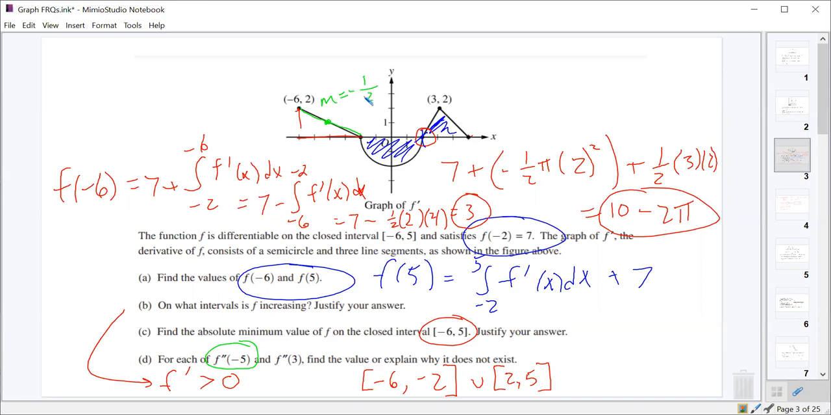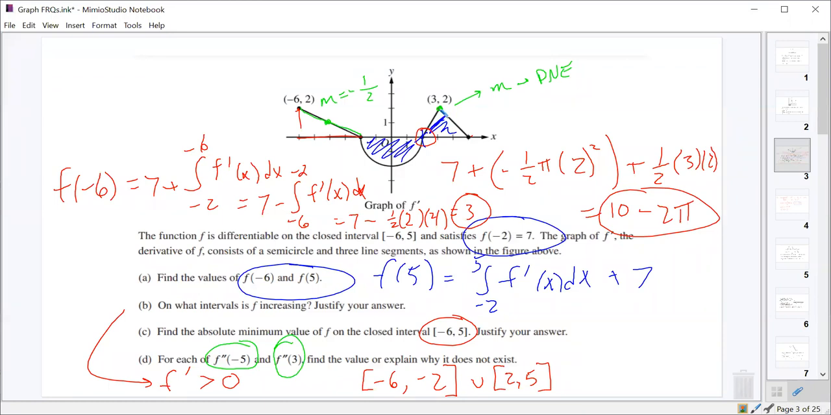Yep. And then what about F double prime of 3? The slope here at this point. Well, at that point, F prime has a corner, so the slope does not exist. You could say that it's because there's a corner there. I think that would be good with that.